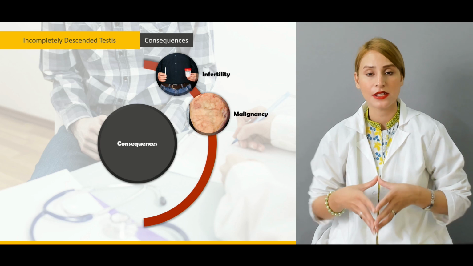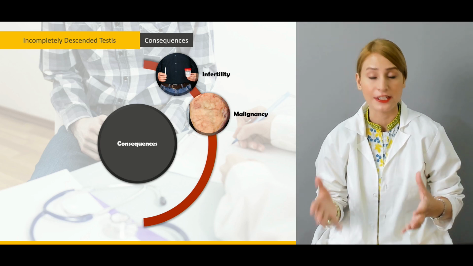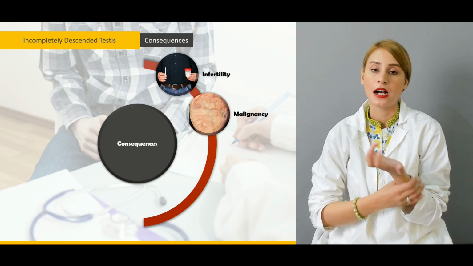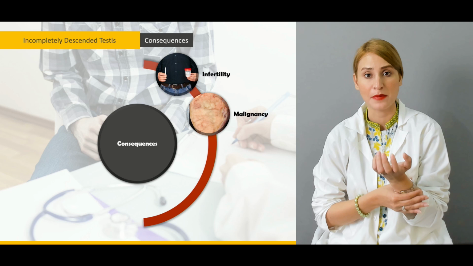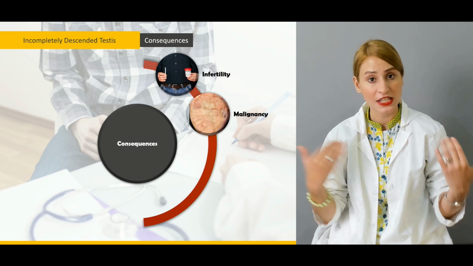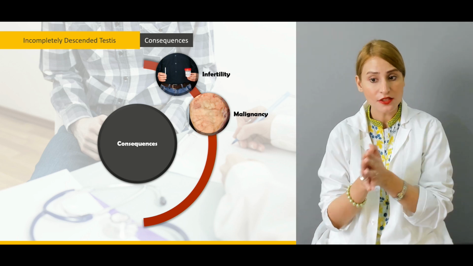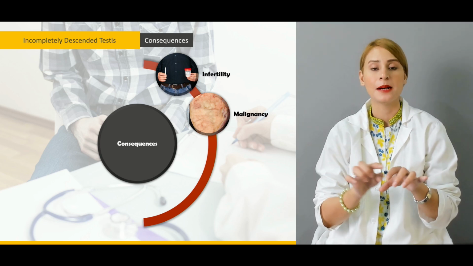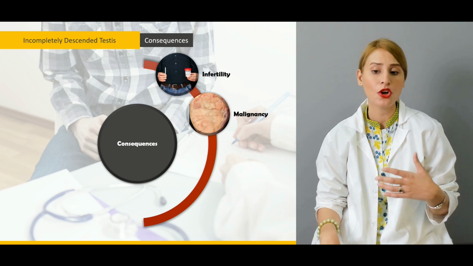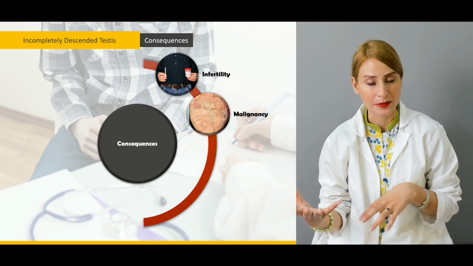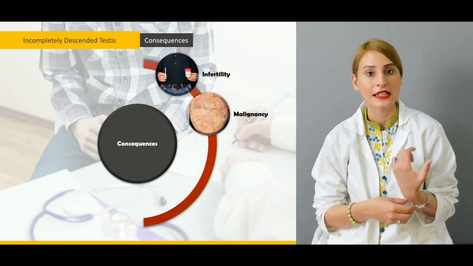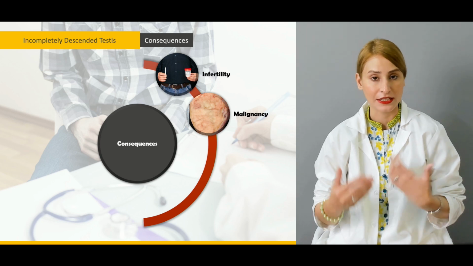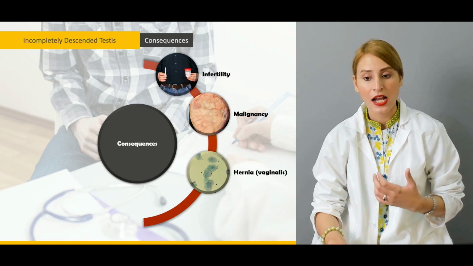The second most important consequence and a great concern is malignancy, and the percentage of undescended testes developing into malignancy is like 15 to 20%, right? So that's why it's very important, especially as infertility is common in young boys, and malignancy is more common in young adults and adolescents as well.